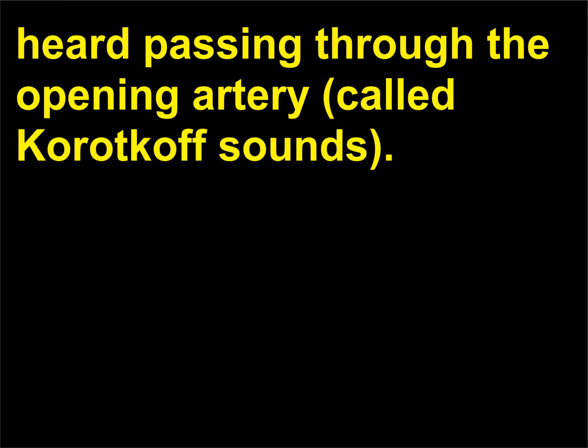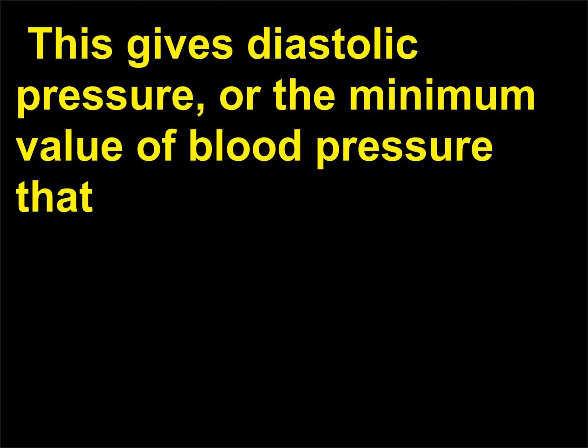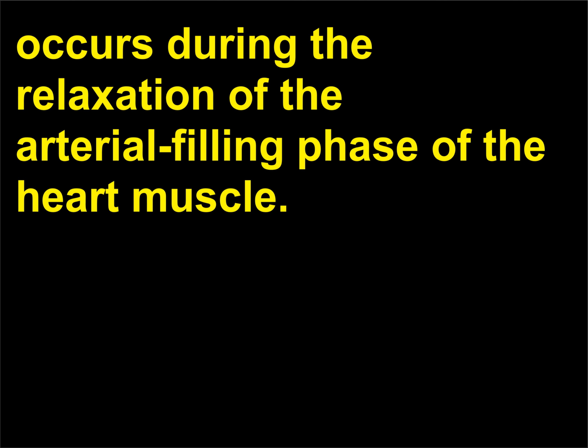Air is then released from the cuff until the blood is first heard passing through the opening artery, called Korotkoff sounds. This gives diastolic pressure, or the minimum value of blood pressure that occurs during the relaxation of the arterial filling phase of the heart muscle.